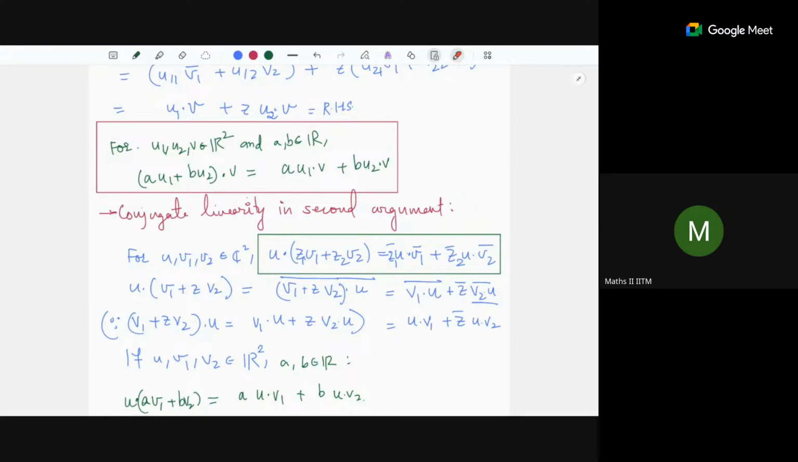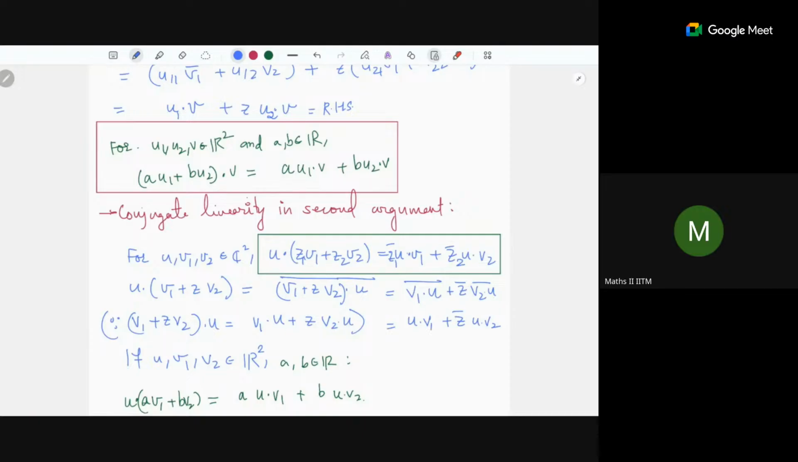No, this is fine. I made a mistake by writing this. There is no bar here. As we noticed, there is no bar here also. Right. So what was your question?